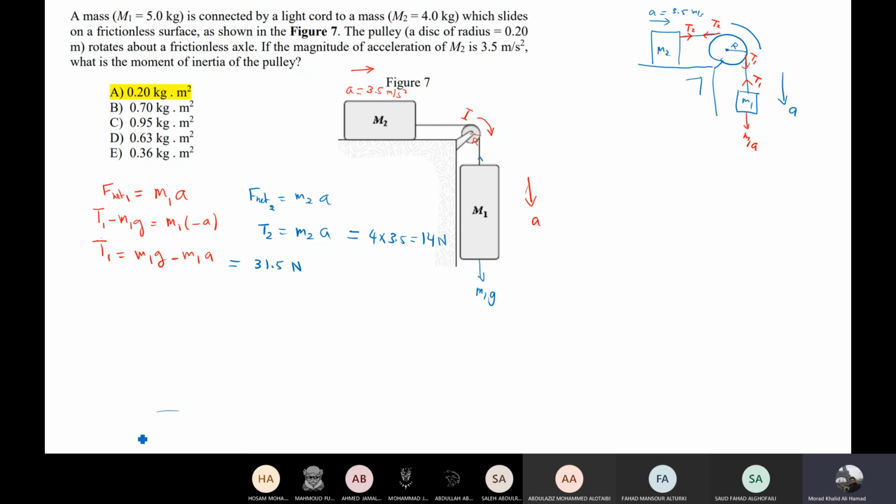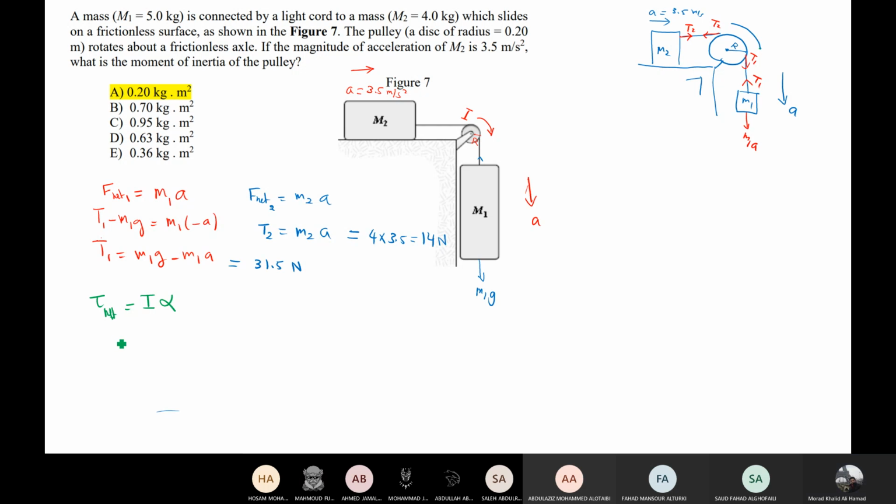Now, we have the pulley. You remember in chapter 5 we stopped here, but now we have the pulley. For the pulley, instead of F net equal to M A, we say that tau net, the net torque, is equal to I alpha. Now, for tau net, how many forces do we have? We have tension from this rod and tension from the other rod. And the rotation is clockwise, so it is negative.